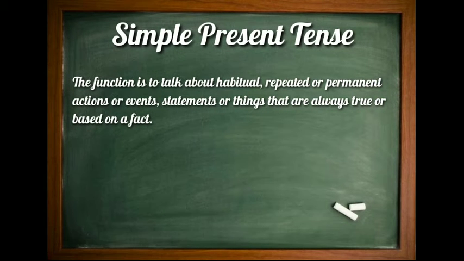Well everyone, simple present tense is a type of tense that is used to talk about habitual, repeated or permanent actions or events, statements or things that are always true or based on a fact. Simple present is the type of tenses most commonly found when we read an English text. As I said earlier, the function of the simple present tense is to state facts, habits, truths, and permanent situations. And here are some of the examples.